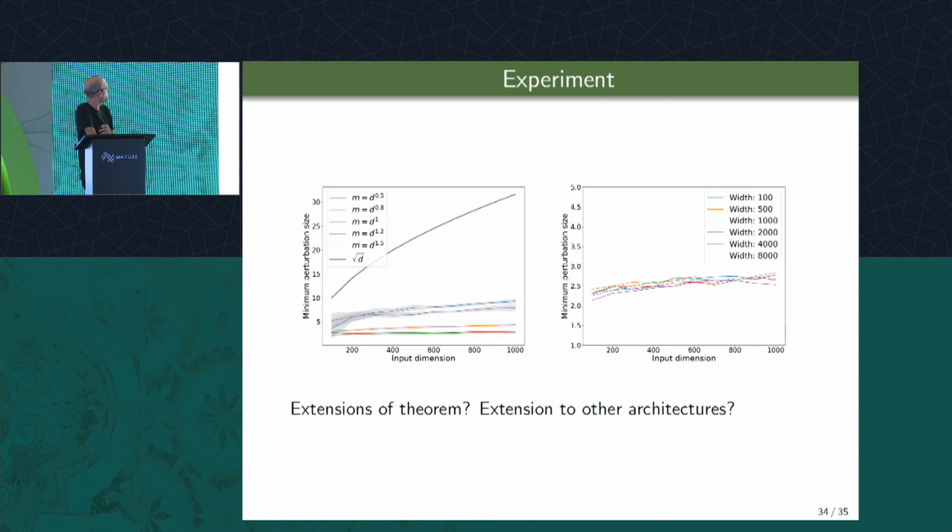And there are some interesting open questions here, extending this more rigorously and to other architectures and other data problems. But at least for certain settings, you can show that training neural networks with gradient-based methods really results in non-robust networks.